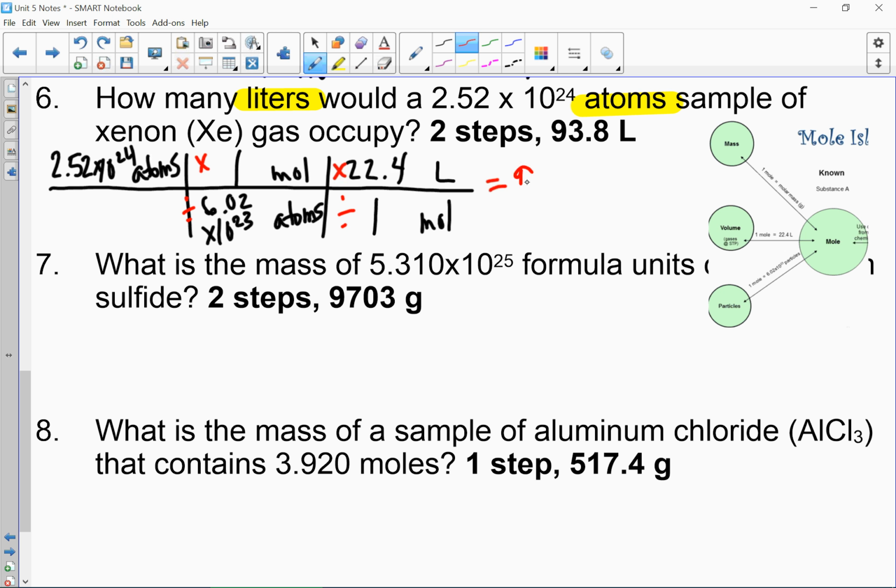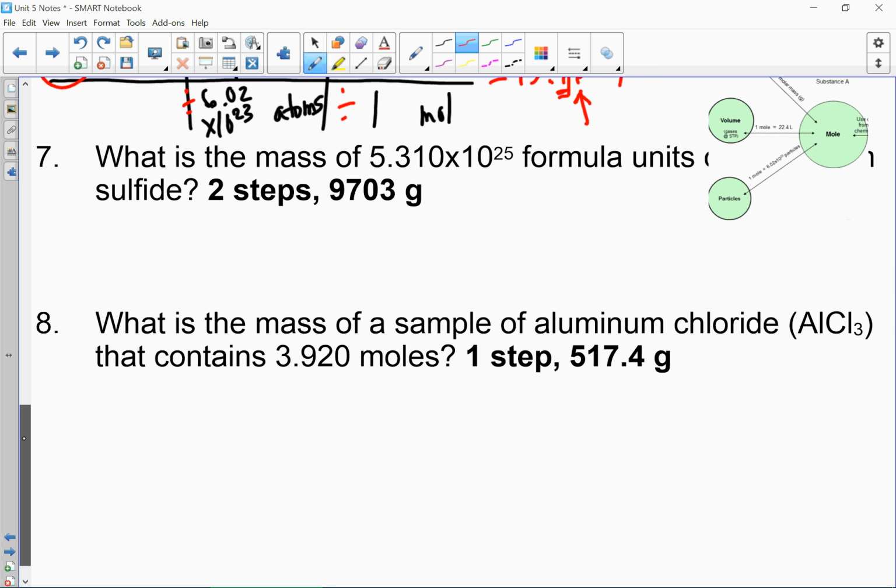So your calculator says 93.7674. We started with 3 sig figs. We're going to end with 3 sig figs. That's right here at that 7. But we rounded it up because of the 6 that was directly after it.